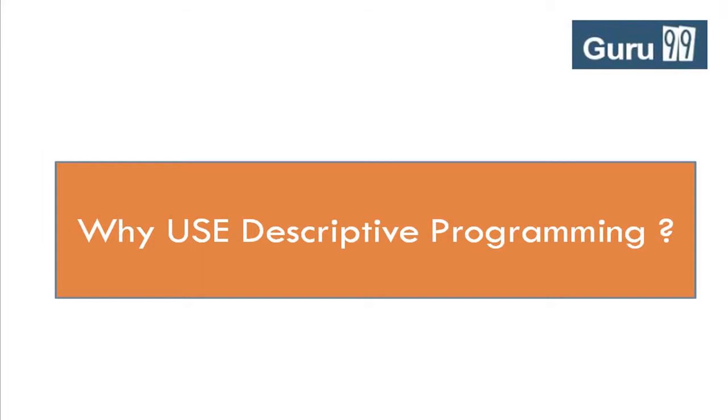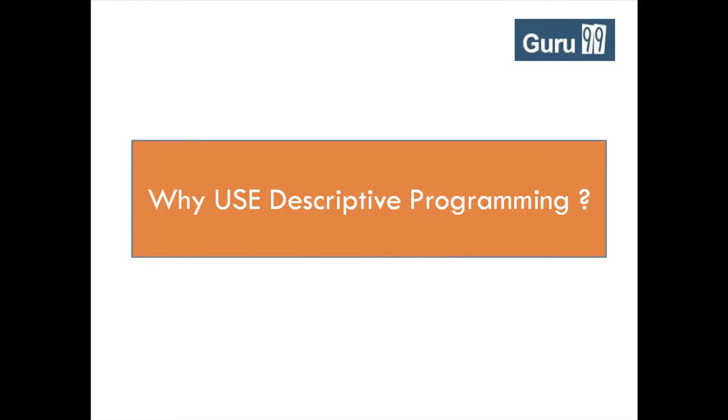The million-dollar question is, why use descriptive programming when the object identification process is handled so smoothly by QTP itself? What's the point in using descriptive programming?